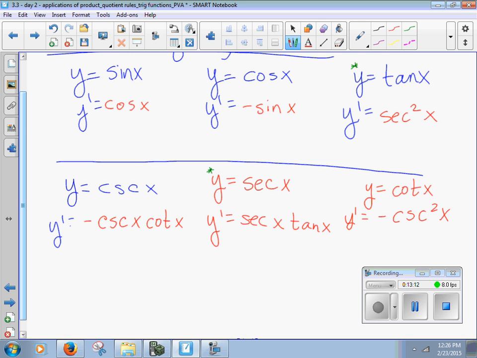The derivative of cosecant is negative cosecant cotangent. I guess the co's are together. I don't really know. If you can come up with a way to help me remember this one, please share. Because, you know, I get to do this every year.